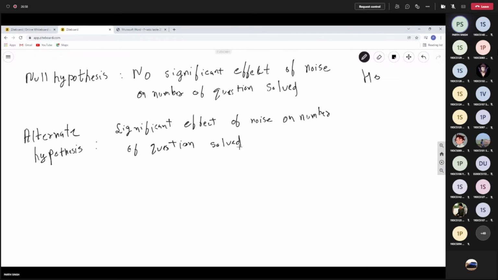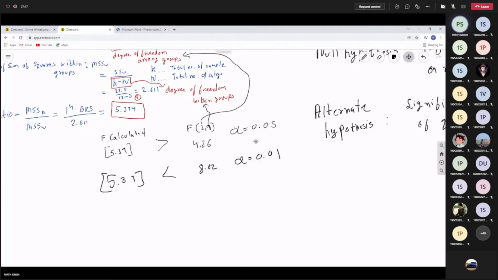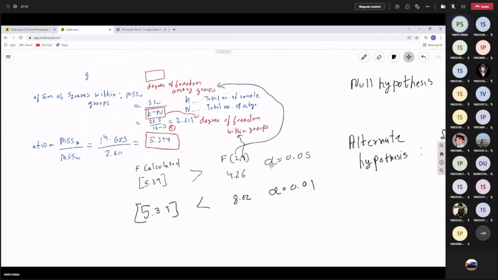So these are our two hypotheses, right? One is this, and it can be represented by H1. H0 is our null hypothesis and H1 is our alternate hypothesis. So we have these two hypotheses.